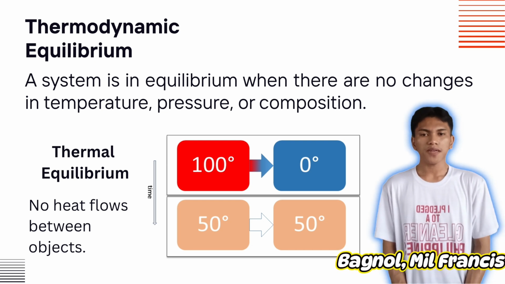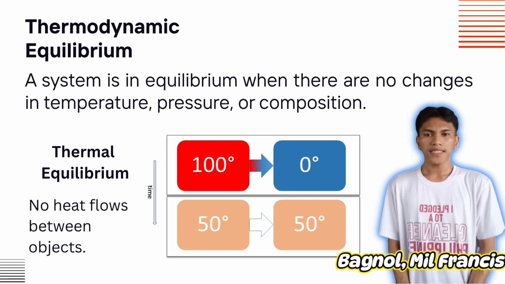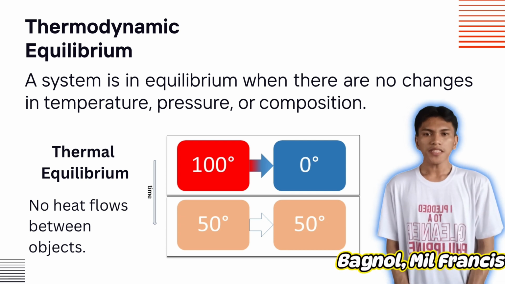We have here 3 types of thermodynamic equilibrium. First is the thermal equilibrium. This refers to the condition in which 2 or more objects in thermal contact reach the same temperature and no longer experience a net transfer of heat between them. In this state, the rates of heat transfer in both directions are equal, resulting in a uniform distribution of thermal energy.